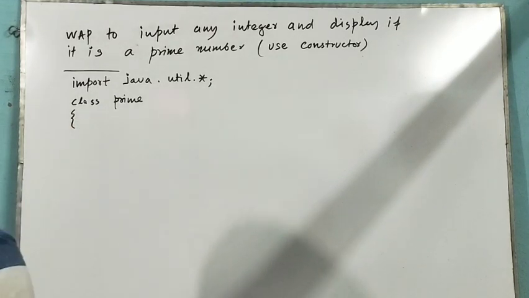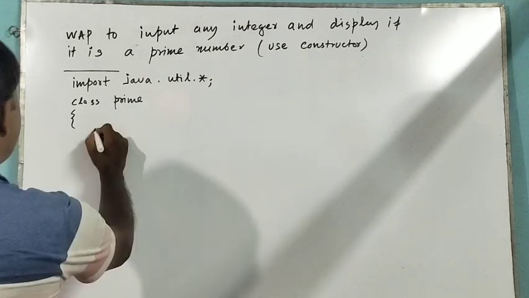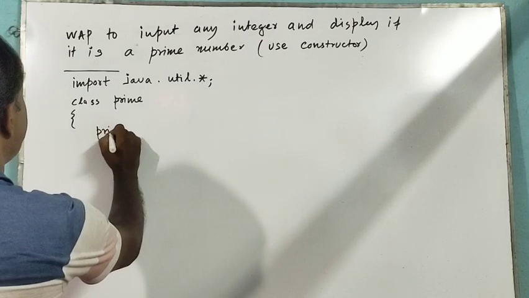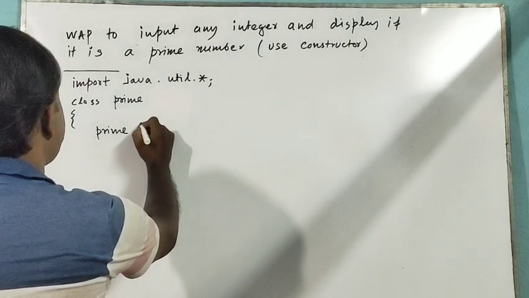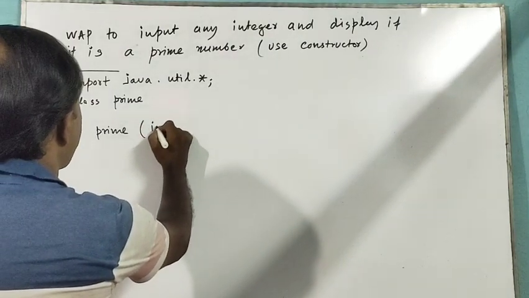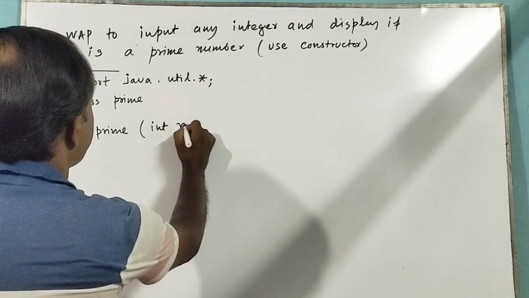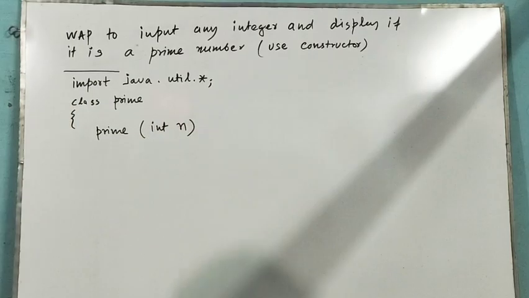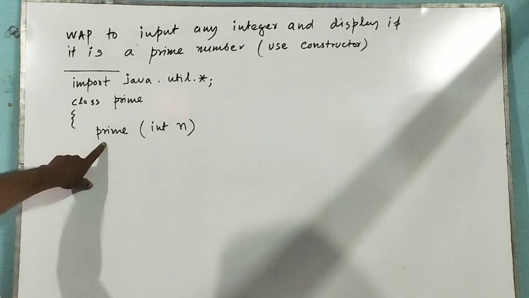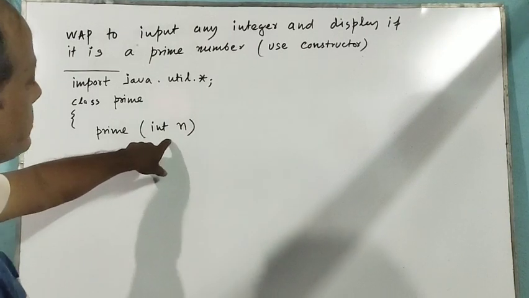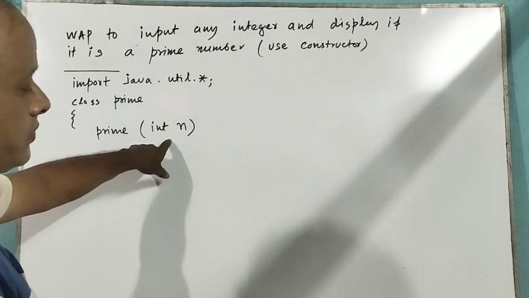So generally here we write public static void main. But we are not going to write public static void main here. Now we'll declare the constructor and define it. Prime, this is the name of the constructor. I have written Prime(int n). This is the name of the constructor and this is the argument or parameter of the constructor.